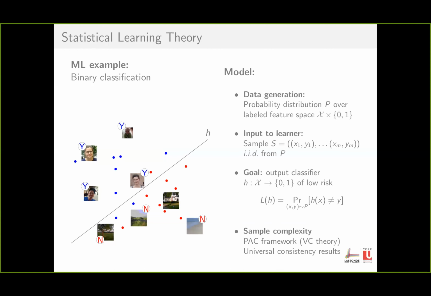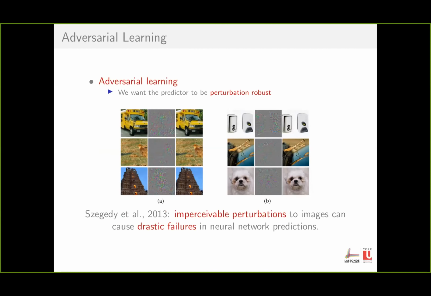Learning theorists like to analyze this through a framework called PAC learning. VC theory then characterizes learnability in binary classification. But that doesn't capture the phenomenon of adversarial examples.